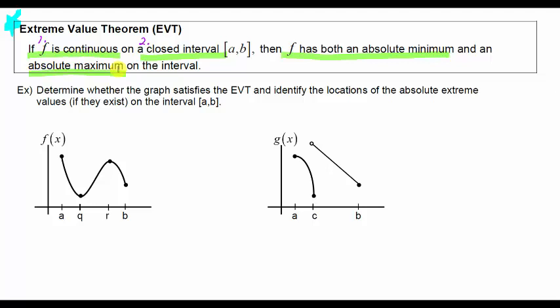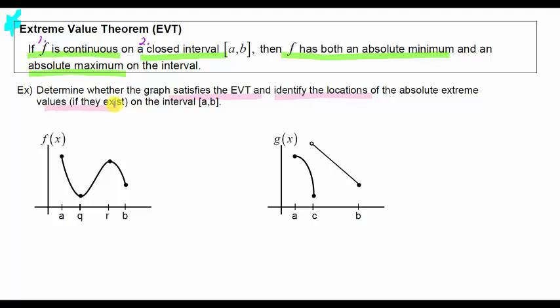Determine whether the graph satisfies the EVT and identify the locations of the absolute extreme values on the interval [a, b]. Okay, first you find out if EVT applies. And then they said identify the locations of the absolute extreme values if they exist. So they're asking where it's happening. They did not ask you what the absolute extreme values actually are. Okay, so let's do the problem.